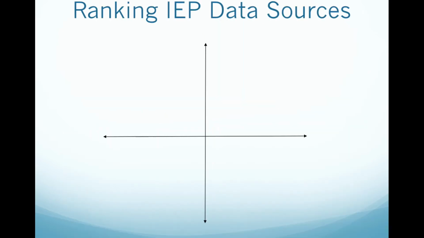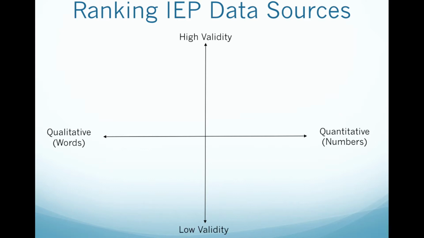The last piece we're going to talk about within this module is ranking IEP data sources. So if we use this 4-point grid, I'm going to put qualitative on one side and quantitative on the other. We can rank data as having high validity or low validity. Qualitative data with low validity is going to be vague. Qualitative data with high validity will be very focused, which is going back to that rich picture, sticking to the facts. Quantitative data with high validity will be multiple measures.